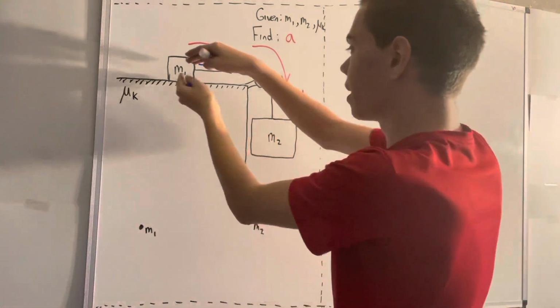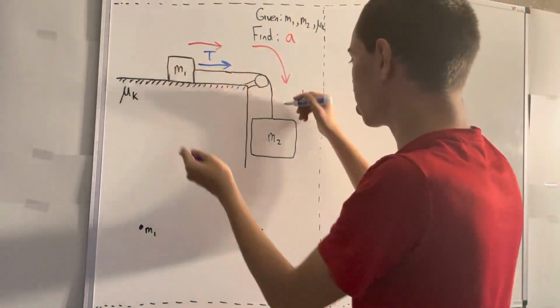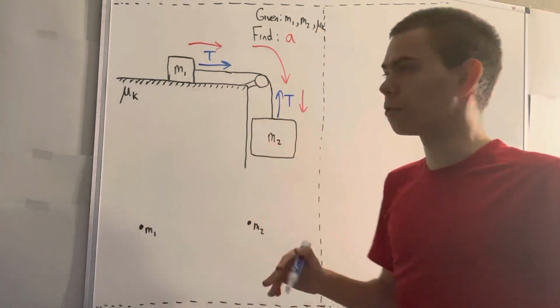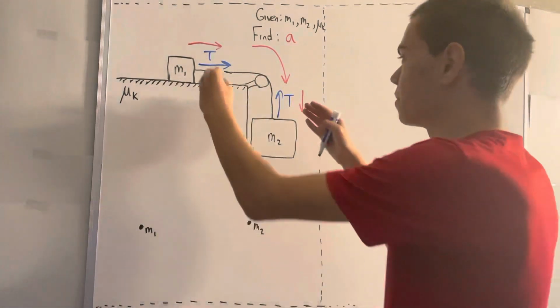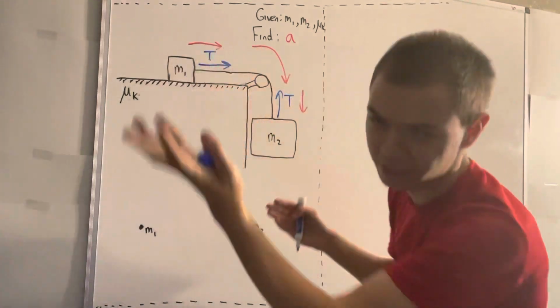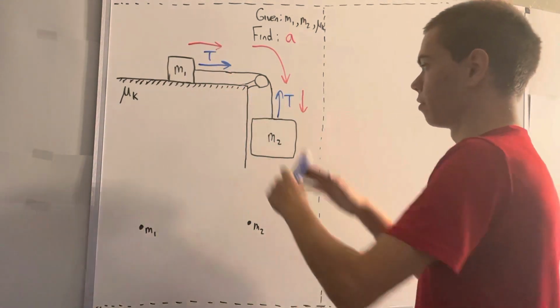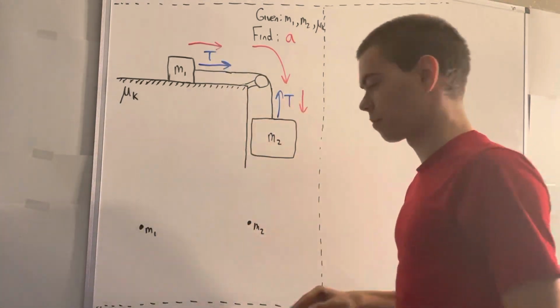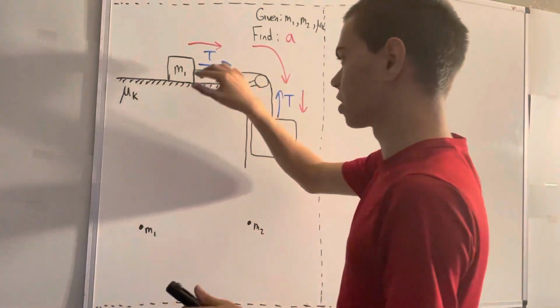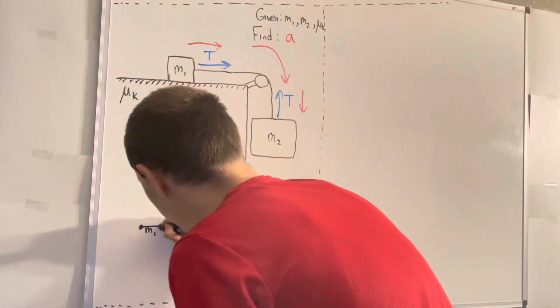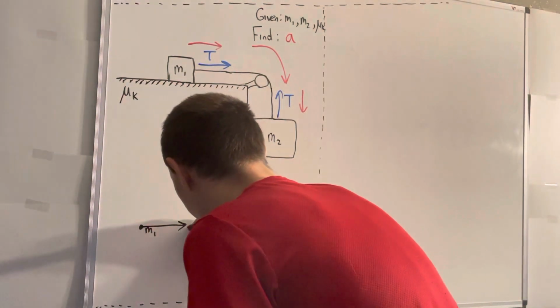Now, if m2 pulls on m1, then m1 is going to pull back on m2, with the same magnitude of force, just in the opposite direction of the overall motion of the system. This is just a case of a third law pair. So really, it's the tension force that's causing m1 to move to the right.